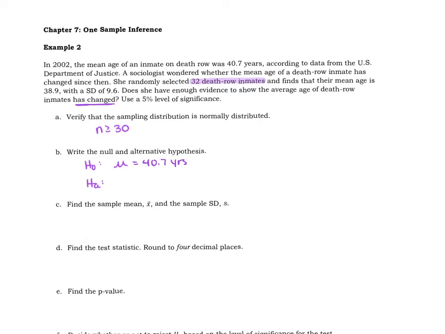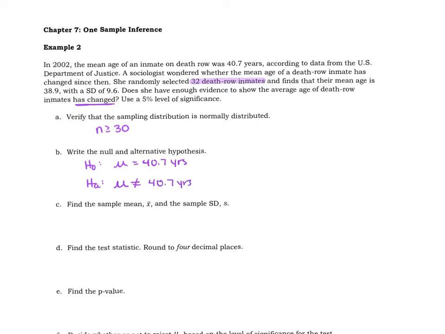So you have to think going into this. I know we've got a researcher that has this data now, but going in, this person would have no idea whether it's gone up or down. She just thinks, I don't think it's 40.7 years anymore. Let me see if it's different now. So whenever that's the case, we use the not equal to, and in this case, the 40.7 years.